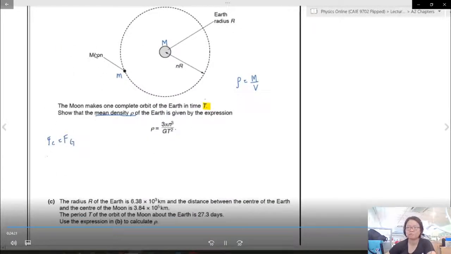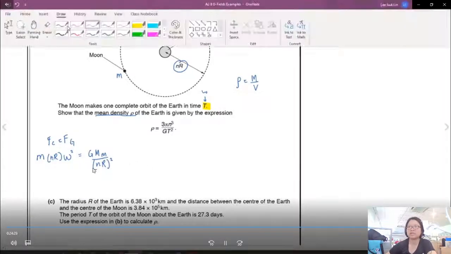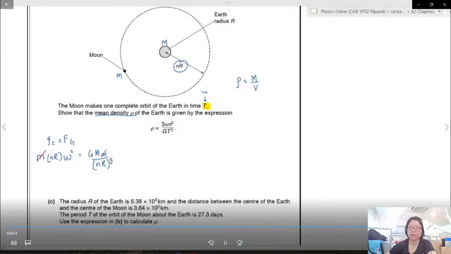Circular motion. So centripetal force will be equal to gravitational force. That's why they ask you to explain. Now here you have to be a bit careful because the radius of the circular orbit is nr. So instead of mr omega squared, it should be mnr omega squared. The same thing with the separation, it will be (nr) squared. Once again, we cancel off the m and we rearrange. You will get (nr) cubed multiplied by omega, which I'll substitute as 2 pi over t already, and then it's equal to GM.